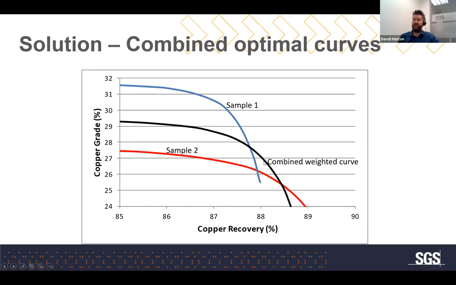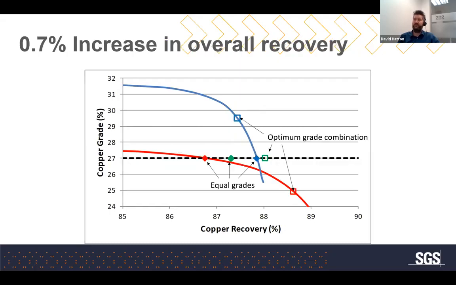Interestingly enough, this curve occurs above at 27% copper grade. It occurs at a higher recovery than we were getting for both of those samples. Well, how does that happen? Well, usually you would be selecting equal grades for each sample you process.